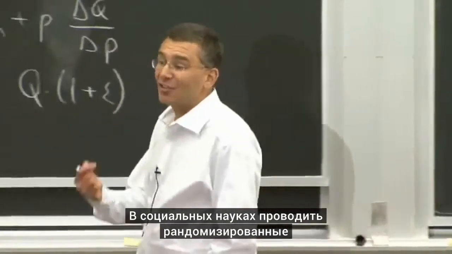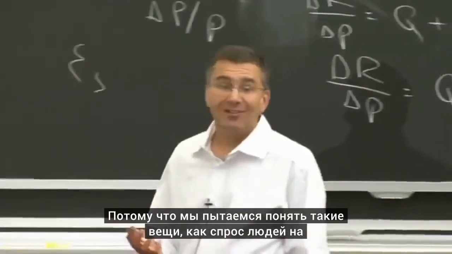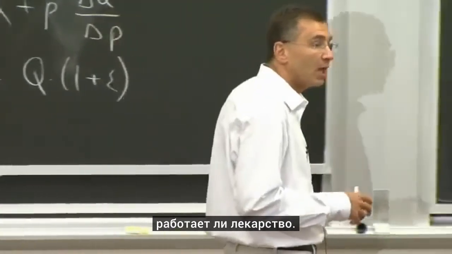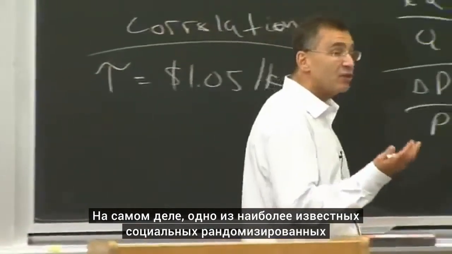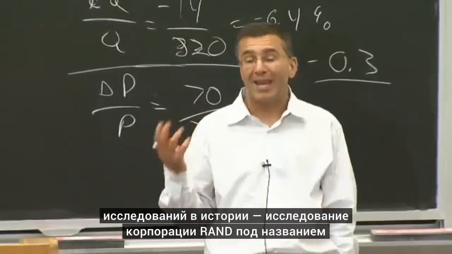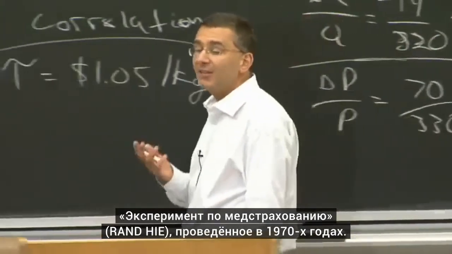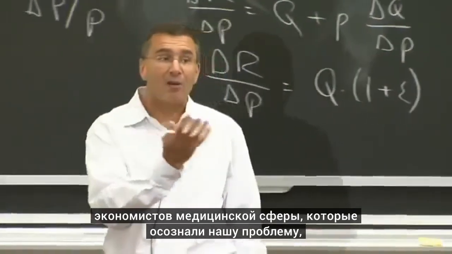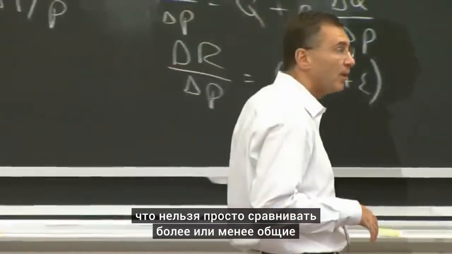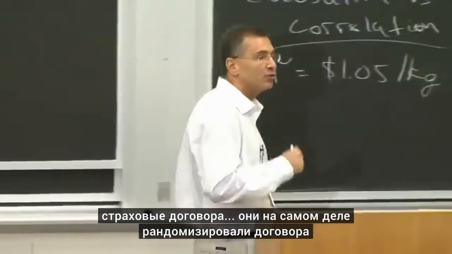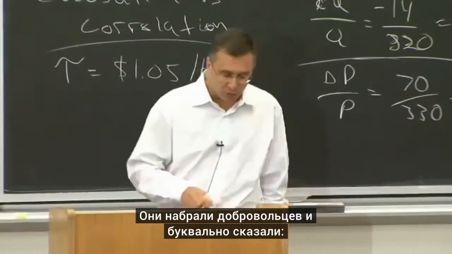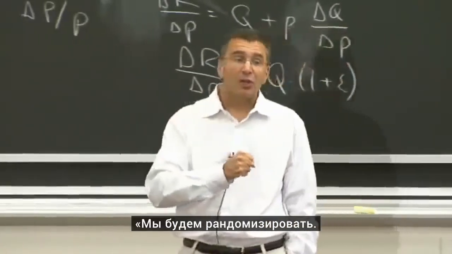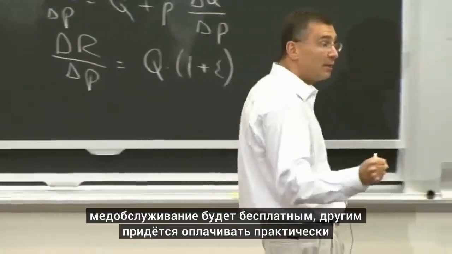Well, in the social sciences, it's harder to run randomized trials because we're actually trying to understand things like people's demand for medical care, not whether a drug works or not. But in fact, one of the most famous social randomized trials in history was called the Rand health insurance experiment, run in the 1970s, where some innovative health economists who understood this problem, the fact you can't just compare more and less generous health insurance policies, actually randomized health insurance policies across people. They recruited volunteers, and they literally said, we're going to randomize. Some people are going to have policies where the health care is free.